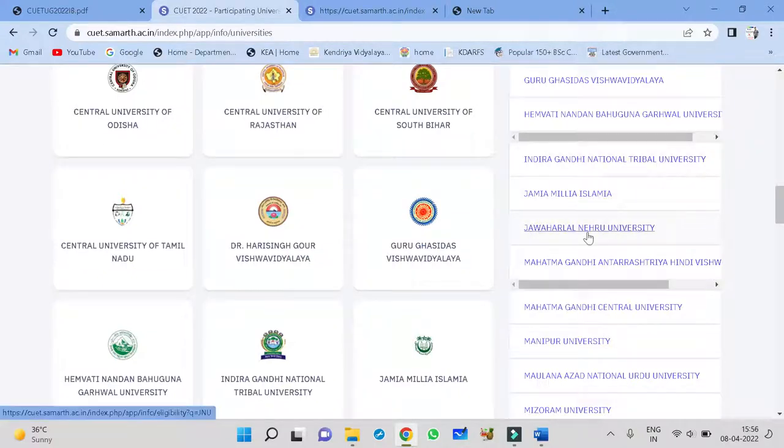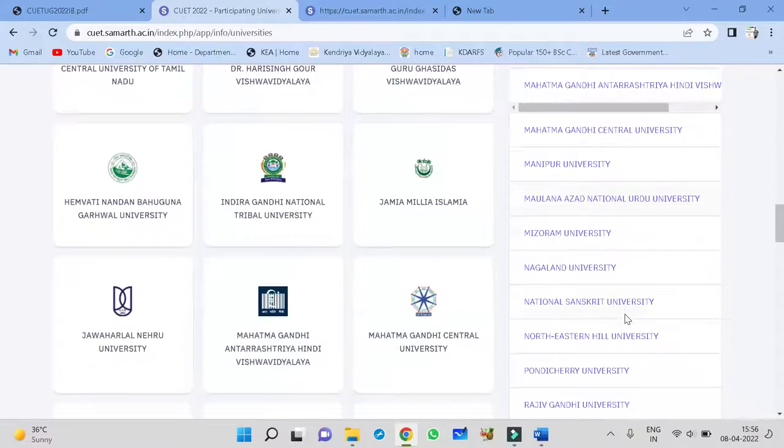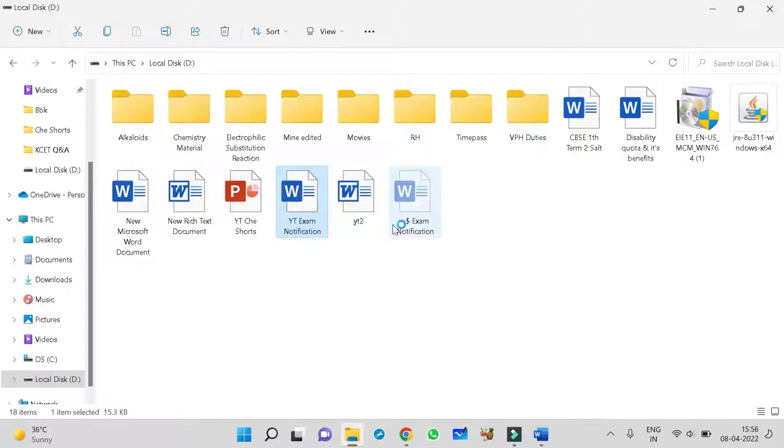JNU, you call, right? So in all these universities you can pursue your degree. National Sanskrit University is there. Those people who are interested in Sanskrit and want to learn UG, PG and PhD can join this, right?